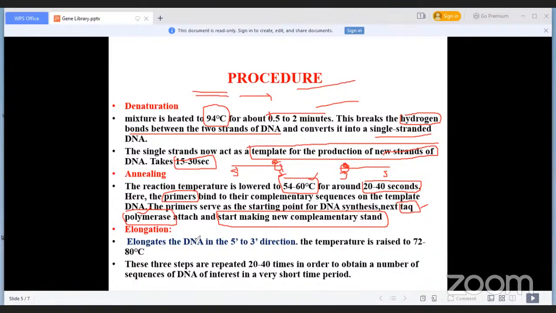What are the requirements for polymerization? In elongation, we elongate the DNA in the 5 end to the 3 end direction. This is very, very important.